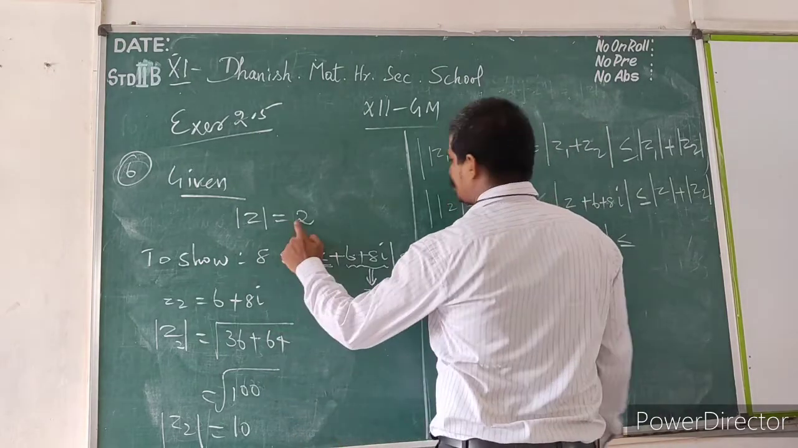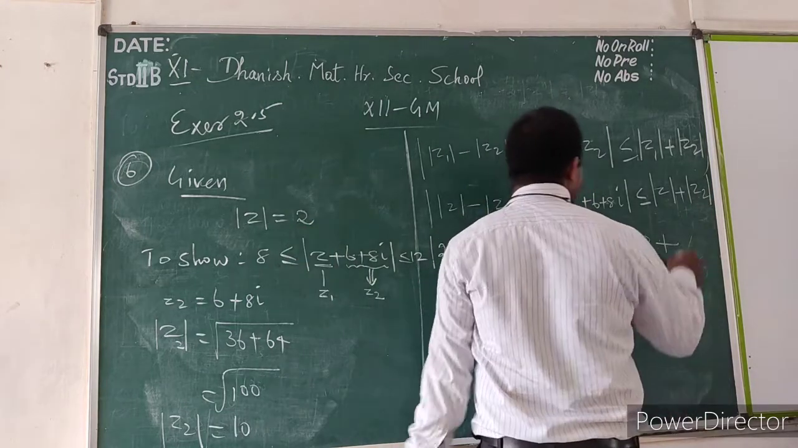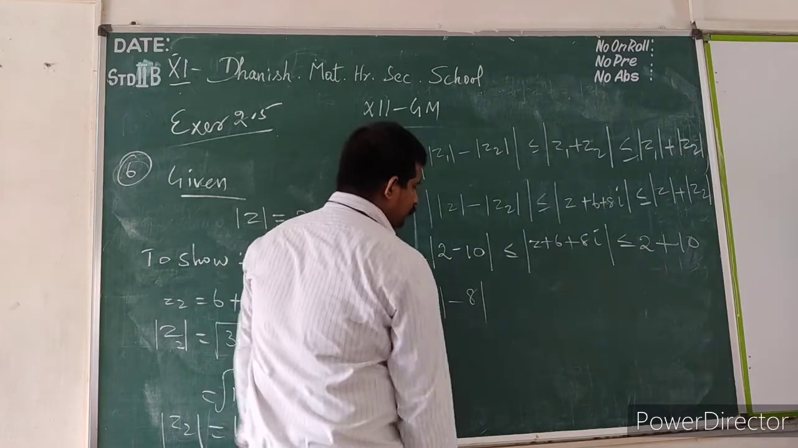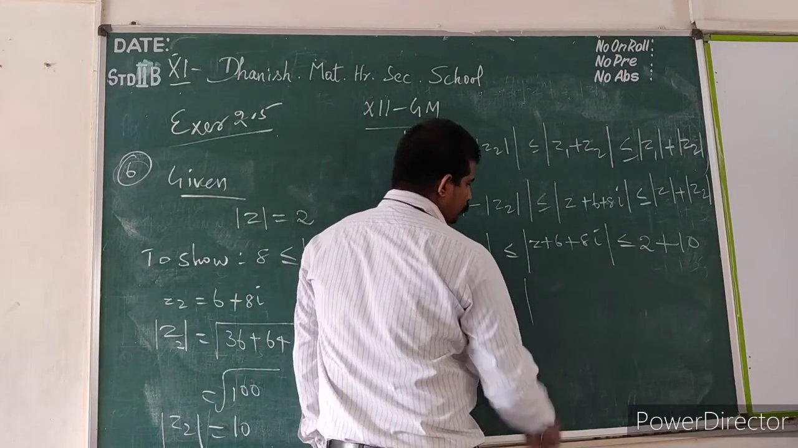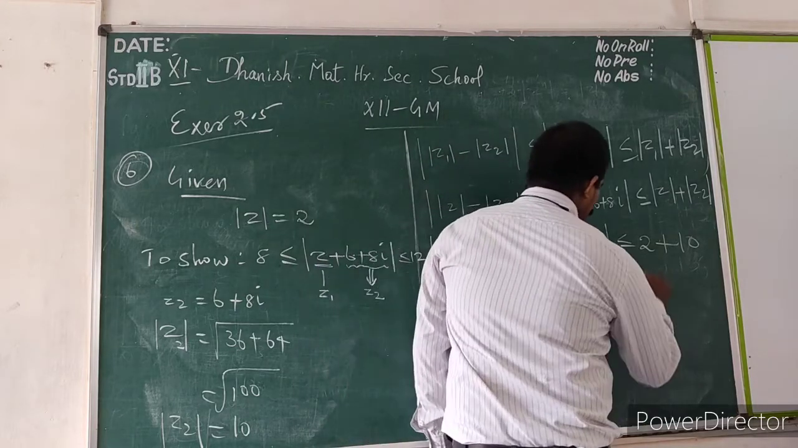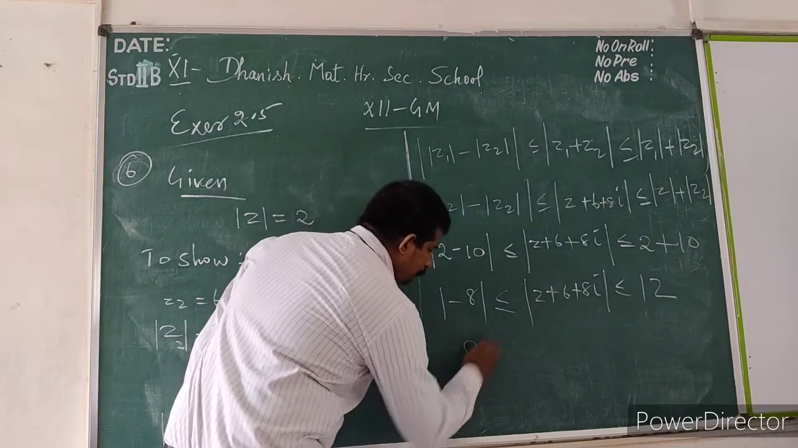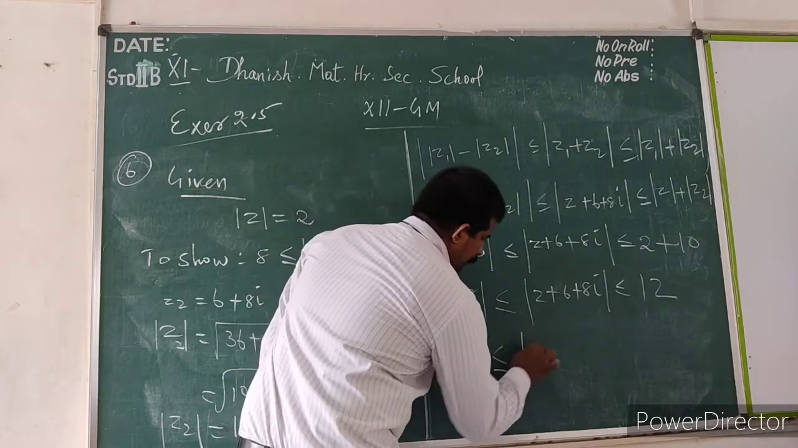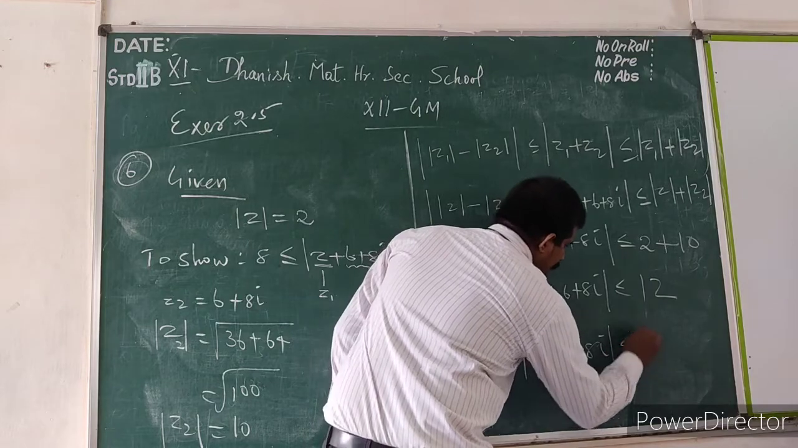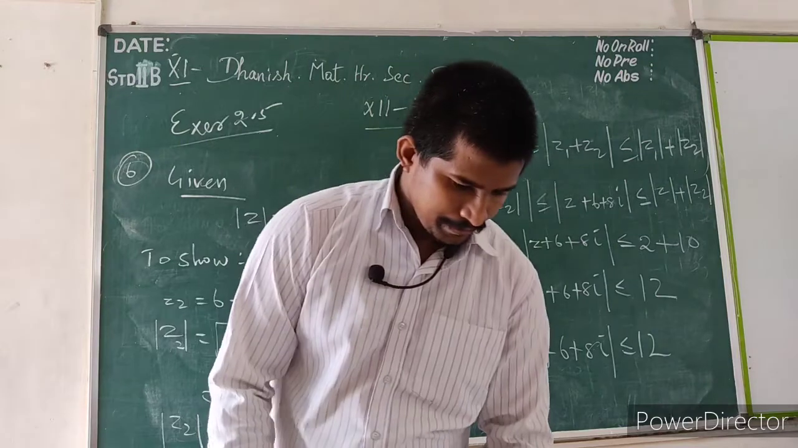What's our modulus z? 2. What's our modulus z2? 10. Now the next step would be 2 minus 10, that is modulus of minus 8, less than or equal to modulus of z plus 6 plus 8i, less than or equal to 12. Modulus of minus 8 will be 8. So 8 is less than or equal to modulus of z plus 6 plus 8i, less than or equal to 12. Hence we have proved the required result.